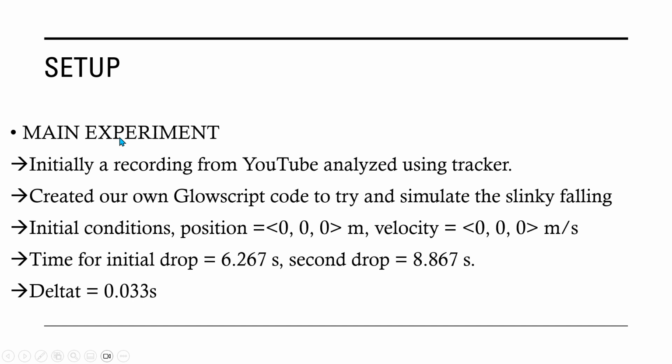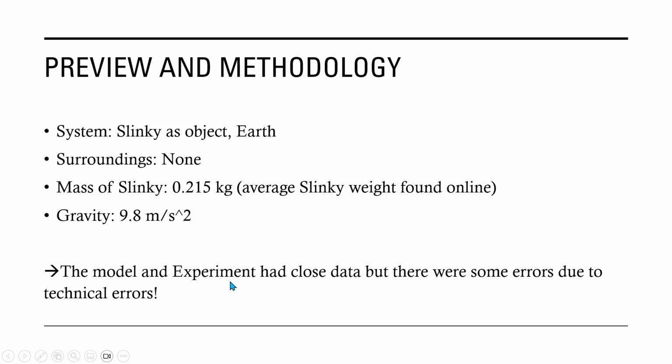So our setup is simple. We have the main experiment, which is initially a recording from YouTube analyzed using Tracker. Then we created our own GlowScript code to try and simulate the slinky falling. Our initial conditions are the position is 0, 0, 0, velocity is also 0, and the time for the initial drop is 6.267 seconds, and the second drop where the drag force is added is 8.867 seconds, and our delta t is 0.033 seconds.